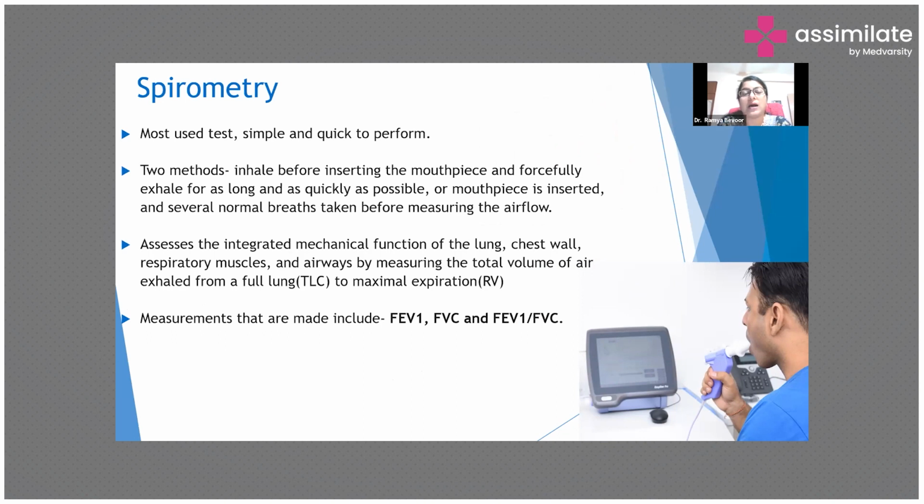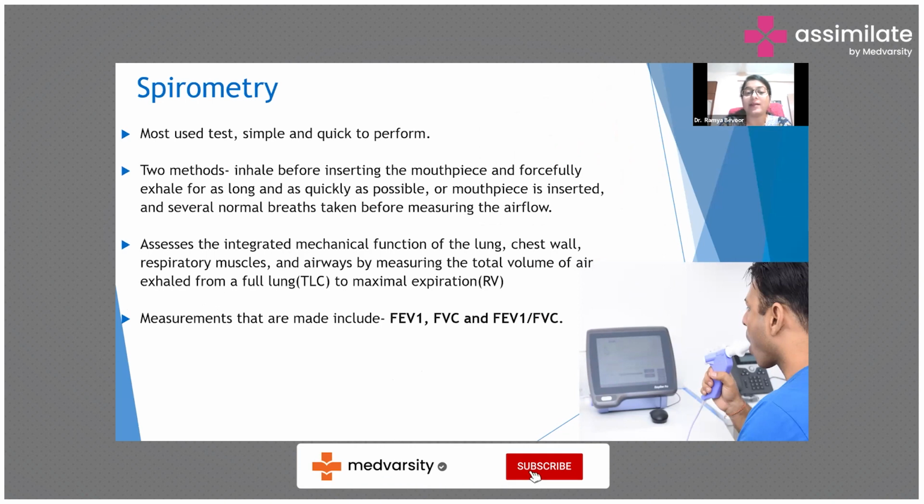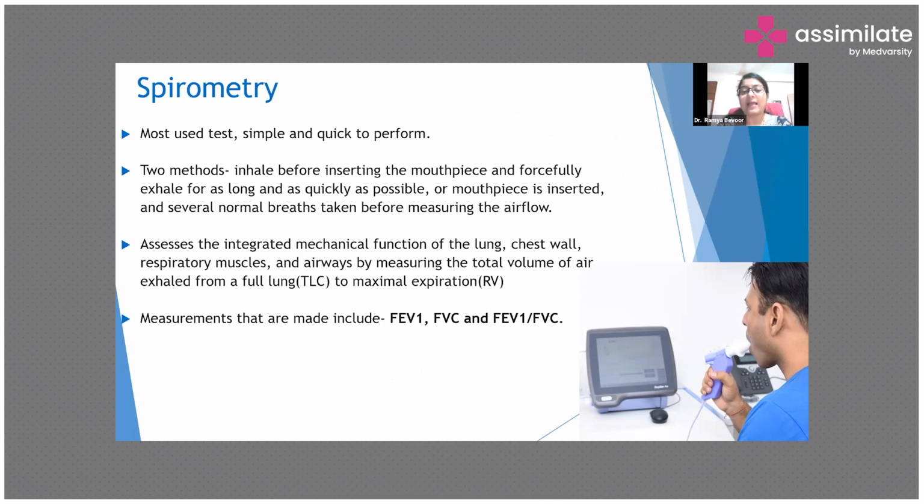One is you ask the patient to take a deep inhalation, then insert the mouthpiece and forcefully exhale as fast and for as long as possible, and then the system measures the air. Or else there's another way wherein a mouthpiece is inserted and the patient takes several normal breaths and the airflow gets measured. So there are two ways of doing this, depending on the machine and the spirometer that you have. So what does a spirometer do?